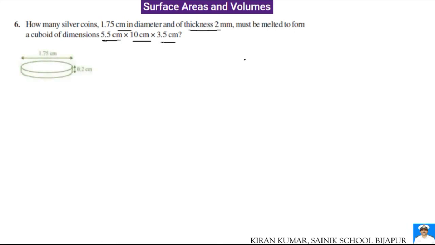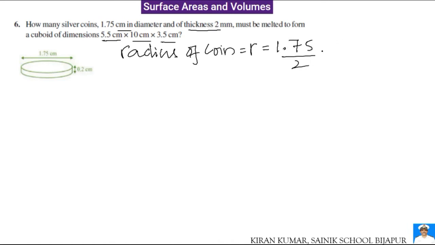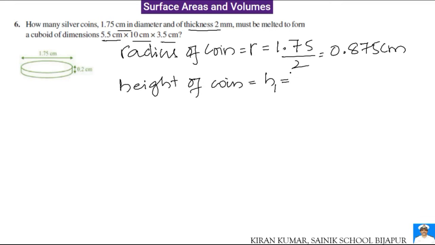The diameter is given as 1.75, so the radius of the silver coin will be half of the diameter. Radius of coin is, I'll take it as small letter r, 1.75 upon 2. This will be 0.875 centimeters. They have given the thickness of the coin, it's same as the height. Height of coin is h1. I'll take this as 0.2 centimeter.